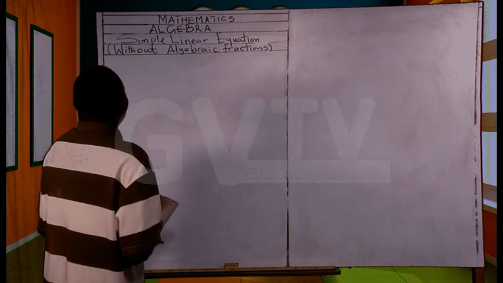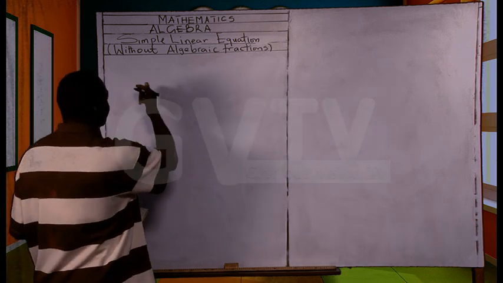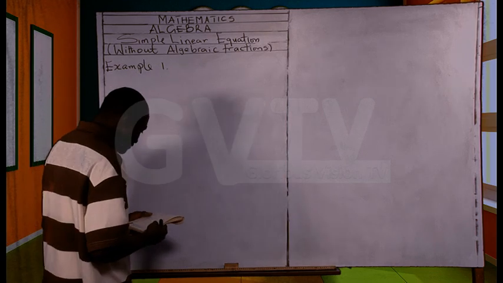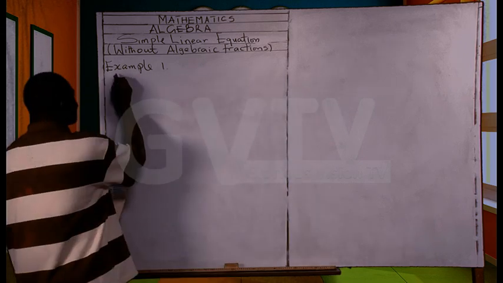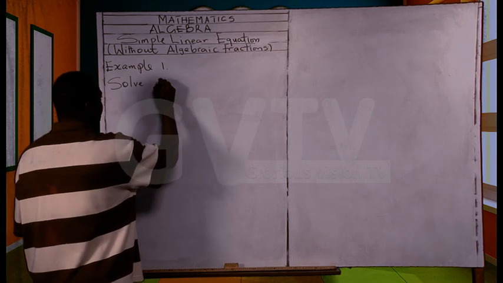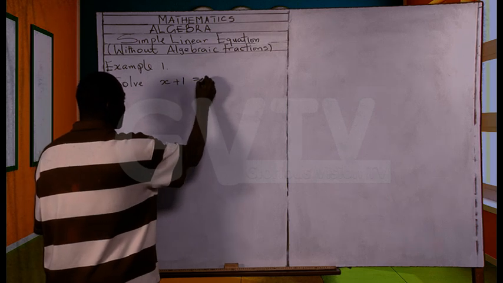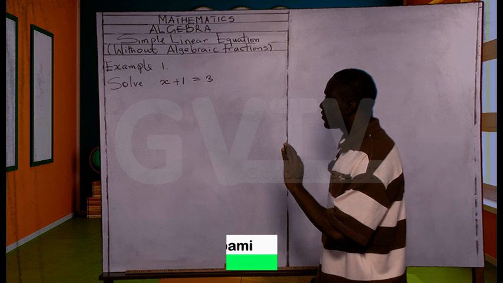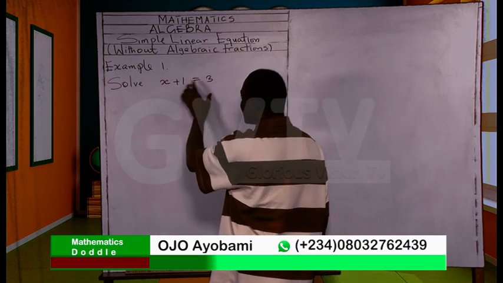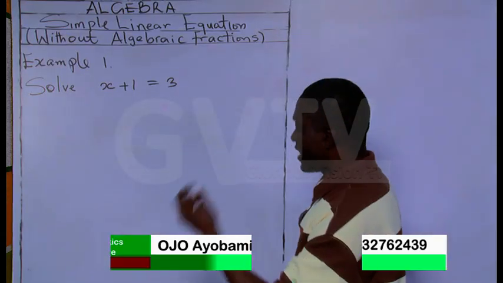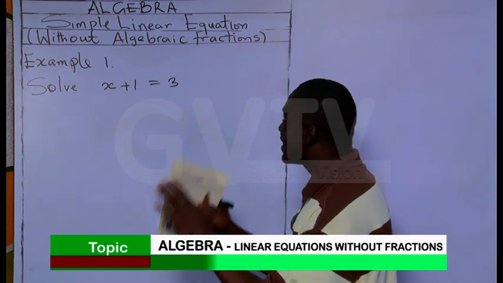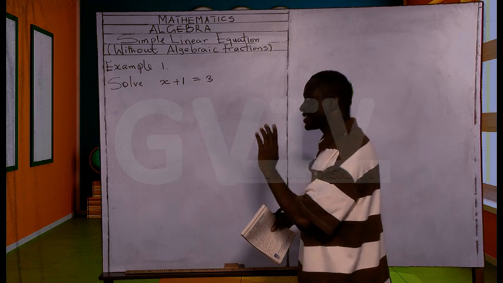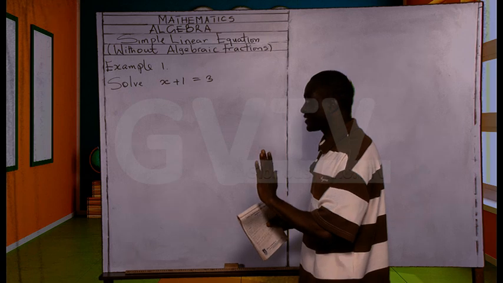Now let's go by the way of treating examples. Example 1. The question says solve x plus 1 equals 3. This x plus 1 equals 3 is an equation, and it is a linear equation, a simple linear equation as well. It is a simple linear equation because it has only one variable, and the only variable it has there is x.